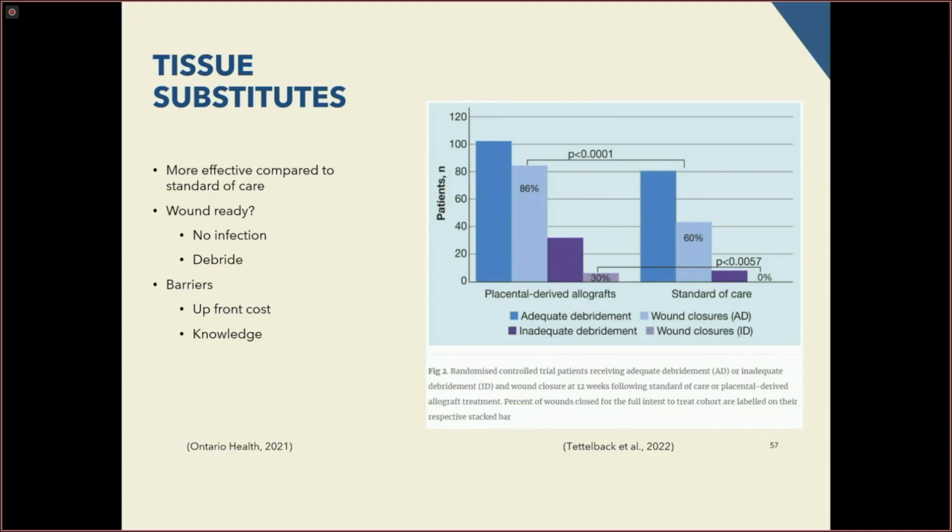So this is not a fast process, even with some of the absolute best wound care that you can get them. The wound has to be ready for any sort of tissue substitute, so they have to be clean, no necrosis, no infection. So that can be a tall order for some of the foot ulcers that we see. And there's a lot of barriers to tissue substitutes. They can be very expensive, so our folks who might not have insurance might have a difficult time getting them. And just knowledge about how to apply them and what your options are, inpatient versus outpatient.